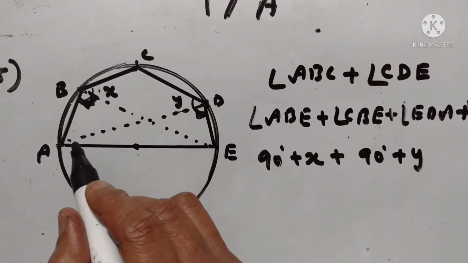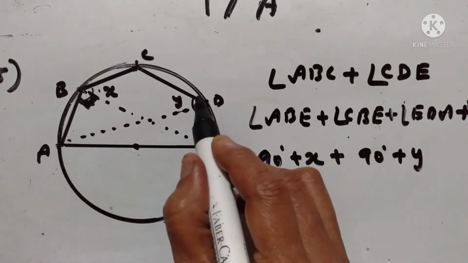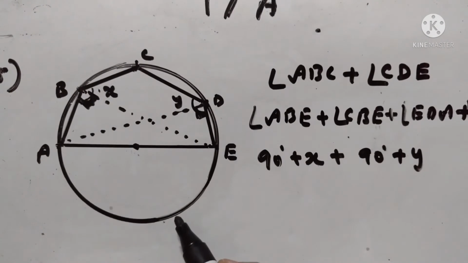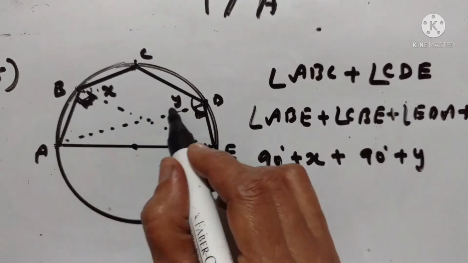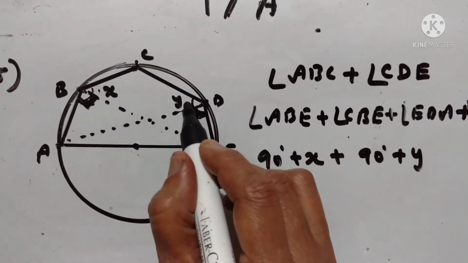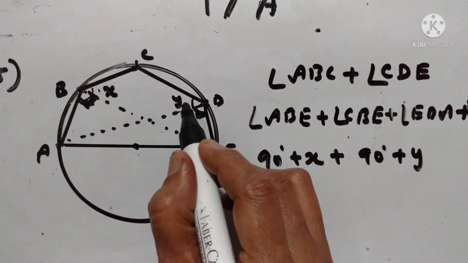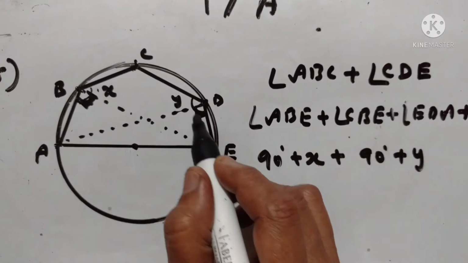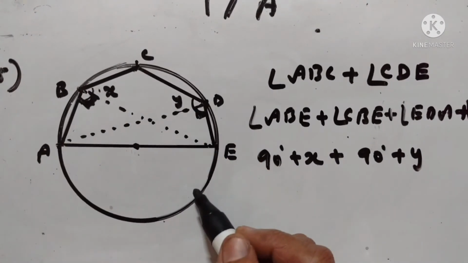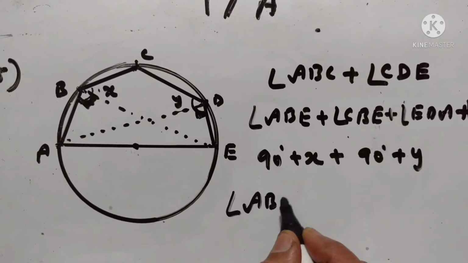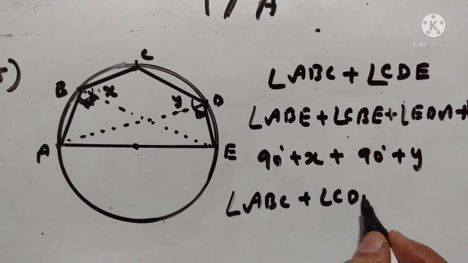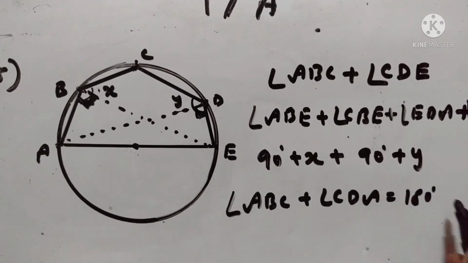Now let us take the quadrilateral ADCB. This is a cyclic quadrilateral. Therefore, the opposite angles are supplementary. Angle ABC plus angle CDA is equal to 180 degrees.